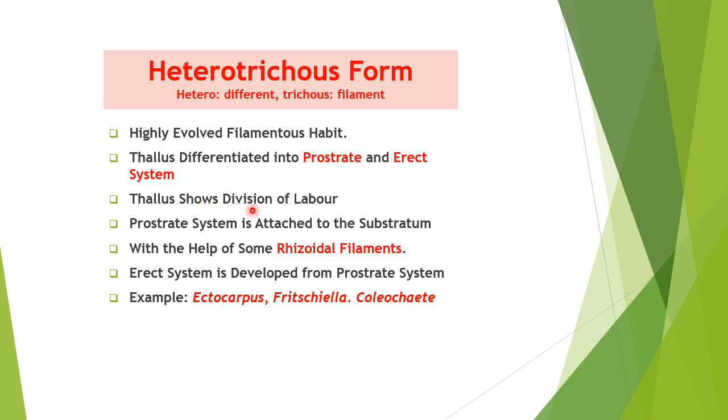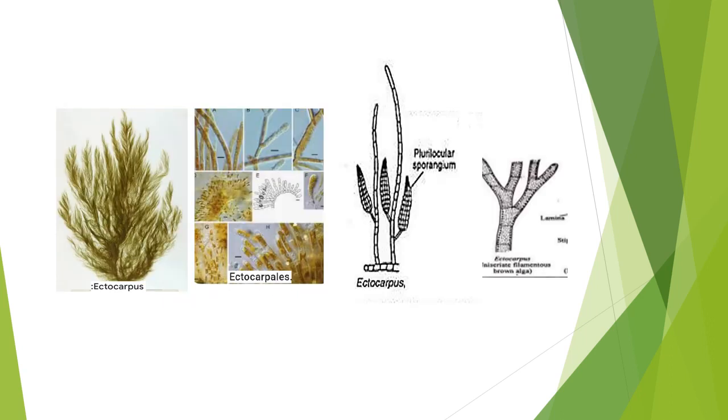So the thallus will show division of labor. That means there will be a prostrate system attached to the substratum with the help of rhizoidal filaments, as we have already mentioned, and an erect system which is developed from the prostrate system. We have examples here: Ectocarpus, Fritschiella, Coleochaete. These are some of the examples where you find this heterotrichous type of habit.